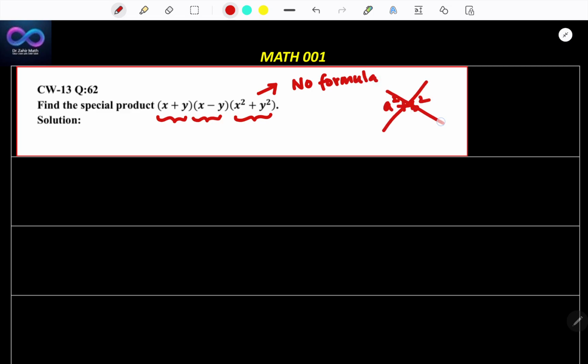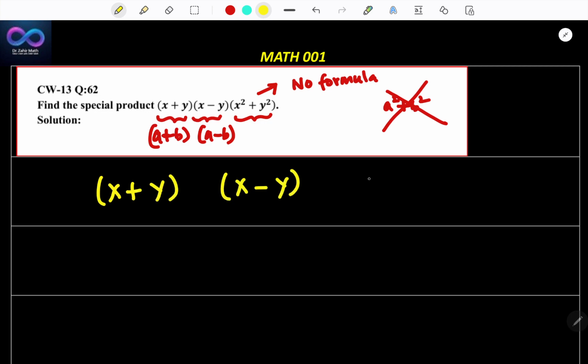I didn't give any formula. Okay, so this is no formula. Only here you can write a plus b and you can write a minus b. Let us see what happens. So let me take the question. It is x plus y and x minus y and x square plus y square.